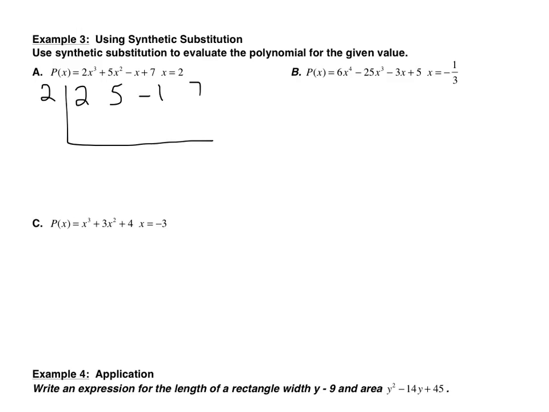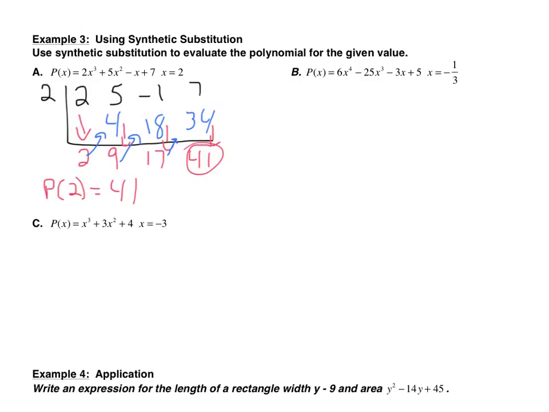And we're going to bring down the 2, multiply that by 2, and I get 4. Add them together, I get 9. Multiply by 2, I get 18. And going down, I get 17. Multiply that by 2, I get 34. And if I add them together, I get 41. So p of 2 is 41. So if I were to plug in 2 into my original equation, then I would get 41. So let's go ahead and try the next one.